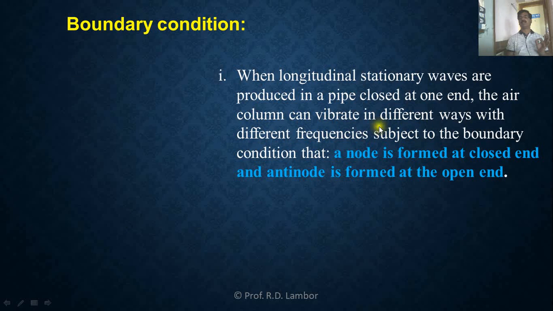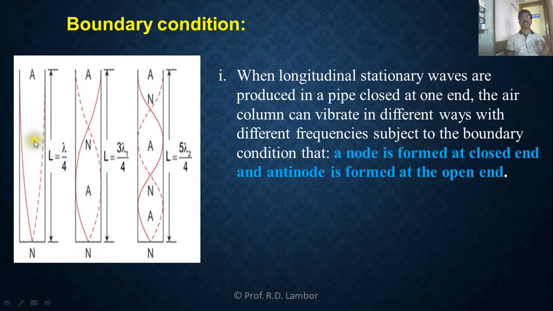What is that? A node is formed at closed end and antinode is formed at the other end, or open end. So this is the boundary condition, and satisfying this boundary condition, air column can vibrate in different ways with different frequencies. Let us go through the three different ways of vibrations of that air column.